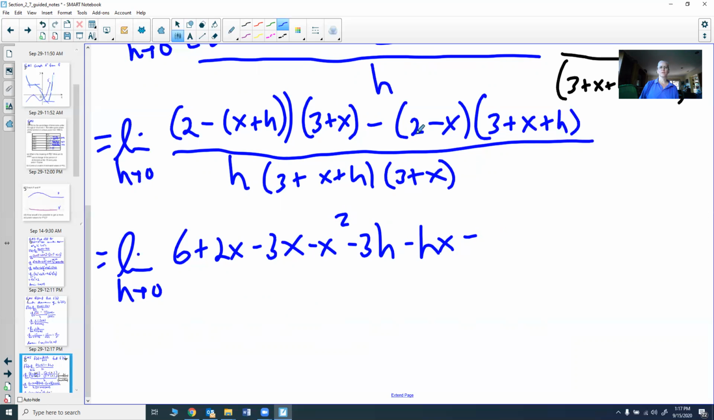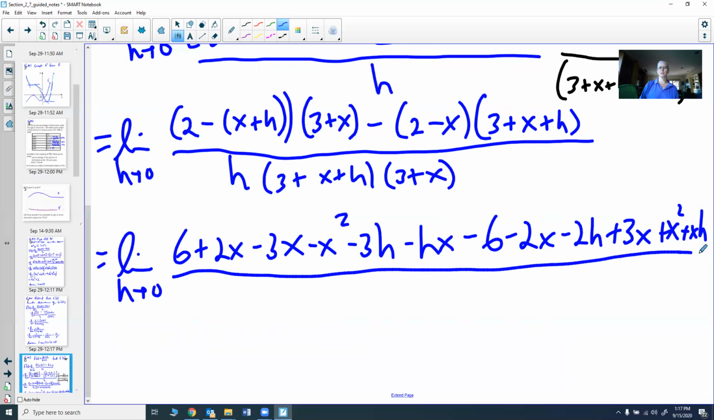Then minus 2 times 3 is minus 6. 2 times x is 2x, but there's a minus sign, so minus 2x. 2 times h is 2h with a minus sign, so minus 2h. Minus x times 3 is minus 3x, but there's a negative sign, so plus 3x. Minus x times x is minus x squared, but there's a minus sign, so plus x squared. And then minus x times h is minus xh, but with a minus sign, so it's positive.